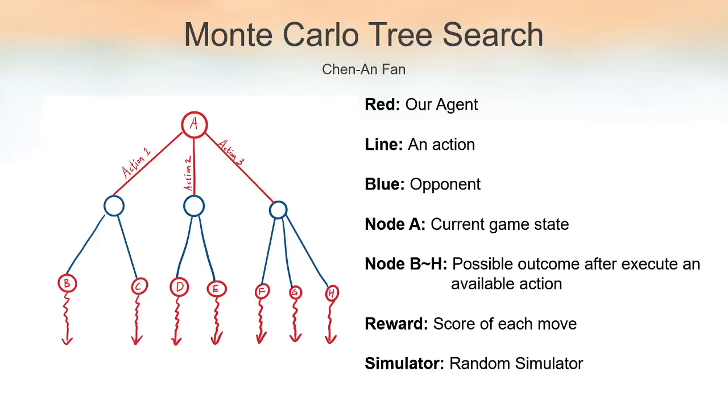As we could see in the picture, the red node is our agent and the blue node is our opponent. A line represents an action. Due to the uncertainty of the opponent's move, there will be multiple possible outcomes after our agent executes one action. We use MCTS with a random simulator to simulate all possible outcomes and find the best move.